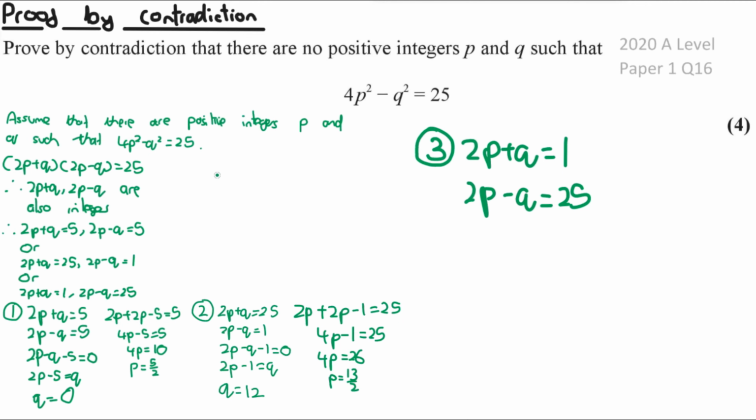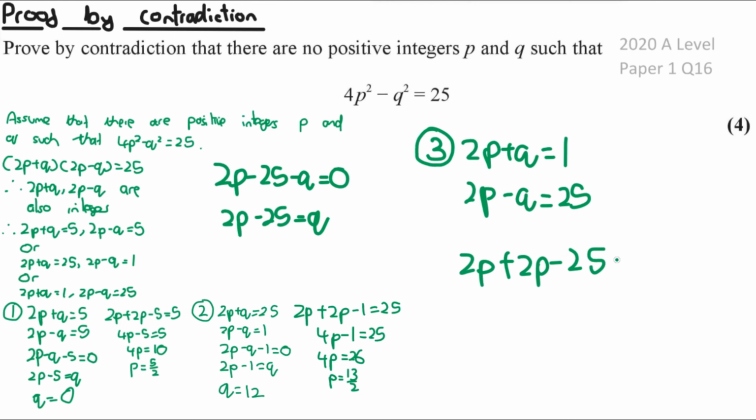And then the third example, we'll do the exact same thing. Rearrange this to 2p minus 25 minus q is equal to 0. So then 2p minus 25 is equal to q. And then sub that into here to get 2p plus 2p minus 25 is equal to 1. This is 4p minus 25 is equal to 1. So therefore 4p is equal to 26. So therefore p is equal to 26 divided by 4, which is 13 over 2.